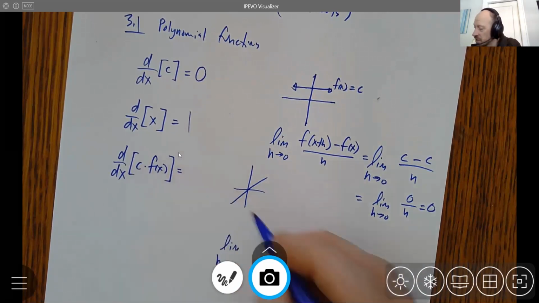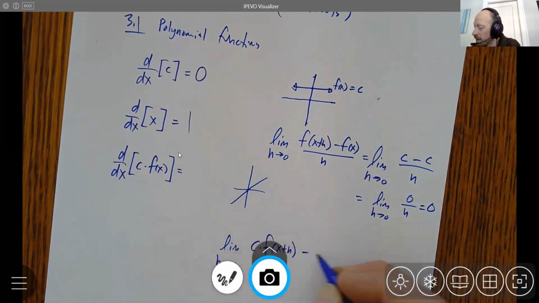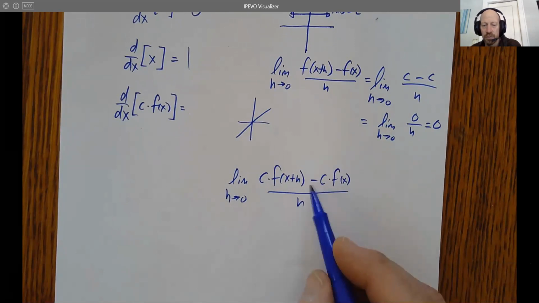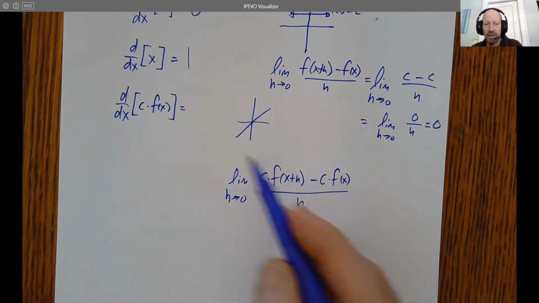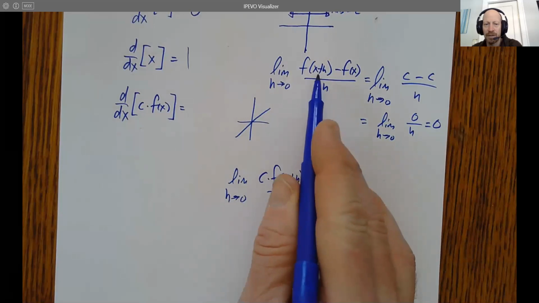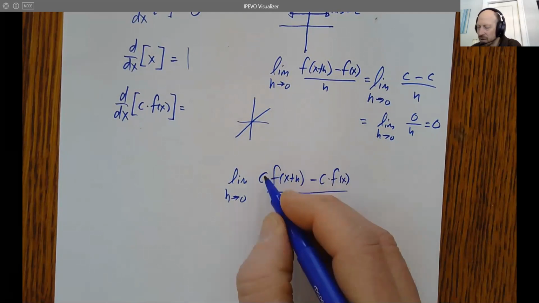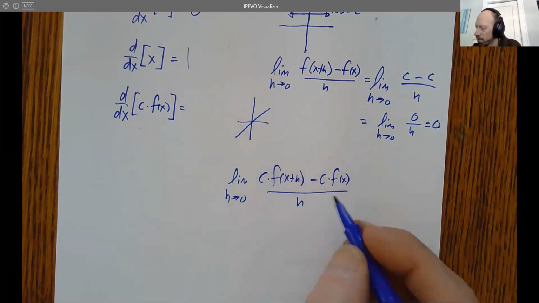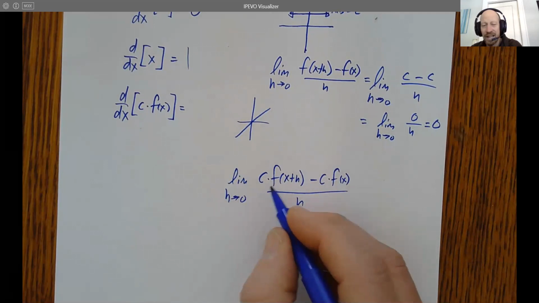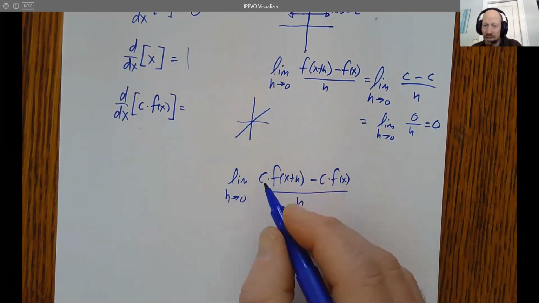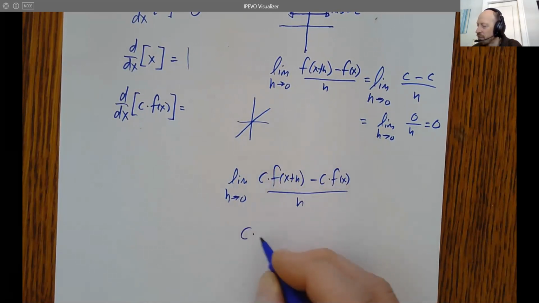The derivative of this is going to be c times f of x plus h minus c times f of x, all over h. Right? I have a constant times f of x. So when I evaluate that at x plus h and I evaluate that at x, I get this. Notice I can factor the constant out of both of these. And I have the limit of a constant times something. So a property of limits is that we can pull the constant out in front.